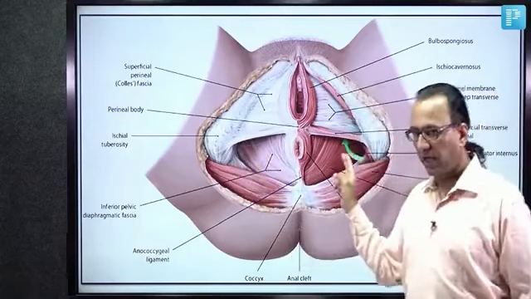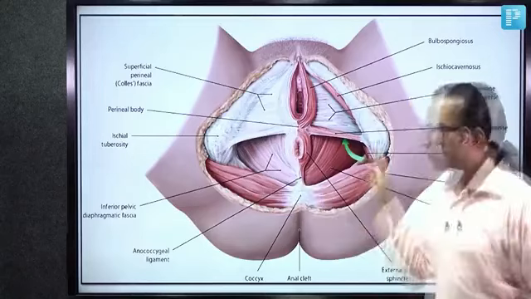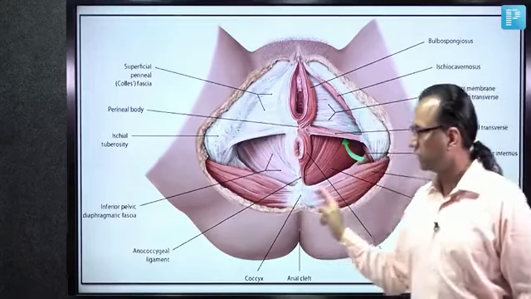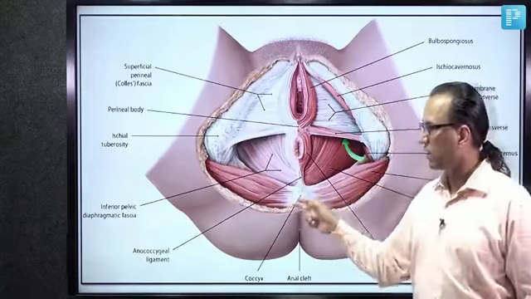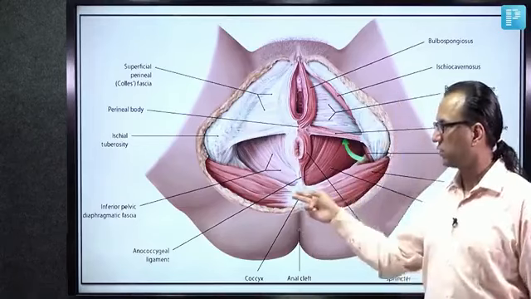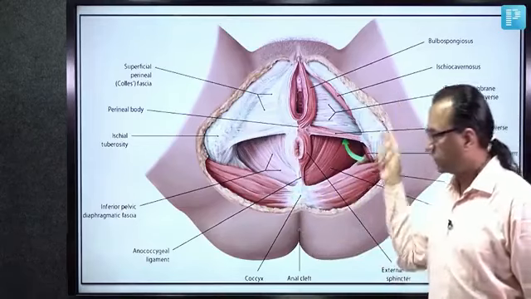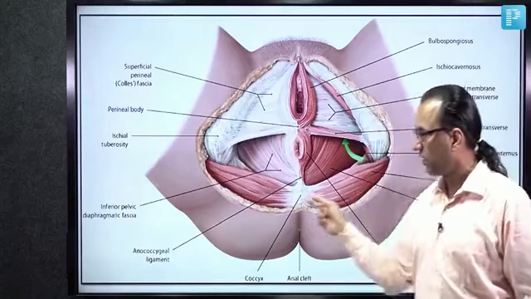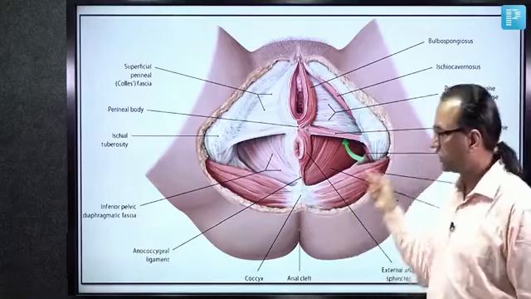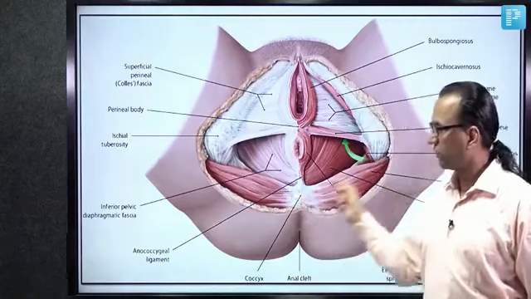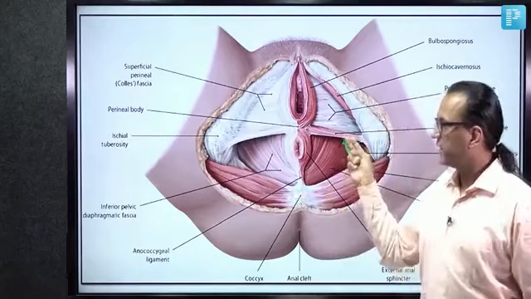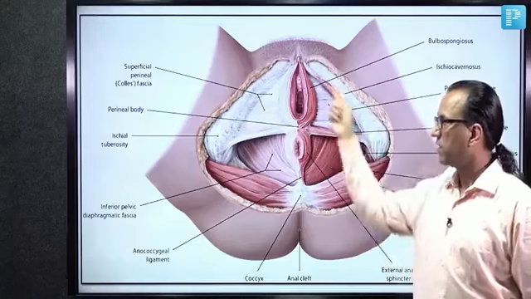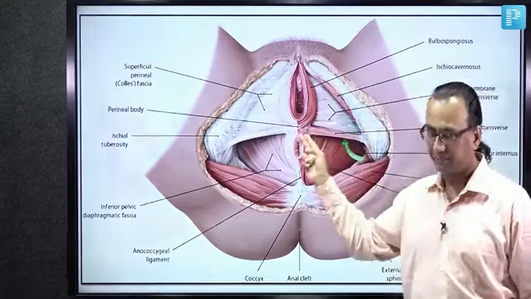This ischiorectal fossa has the posterior boundary of the gluteus maximus muscle, which is taking origin from the sacrum bone here and the ischium bone here. So it is called the ischial tuberosity. The sacrotuberous ligament is also present posteriorly along with the gluteus maximus, taking origin from there, the posterior boundary of the ischiorectal fossa. Anteriorly, you have the STP muscle and the membrane, which is called the perineal membrane.